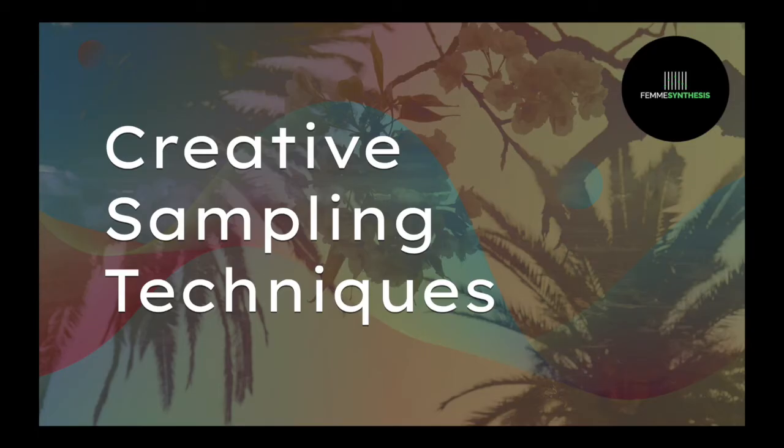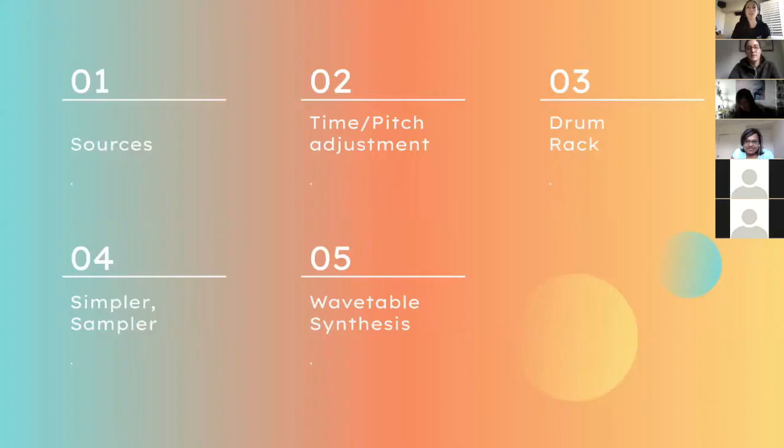Ableton specific things, but the concepts here are also just going to be good to know no matter what tools you're using. So the things we're going to cover are sources. So where do you get samples from? Time and pitch adjustments, how to make them fit the timing and pitch or key of your project. Then looking at putting them in Drum Rack, which is an Ableton thing. Simpler and Sampler, which are two different levels of complication of a sampler, and then Wavetable synthesis.